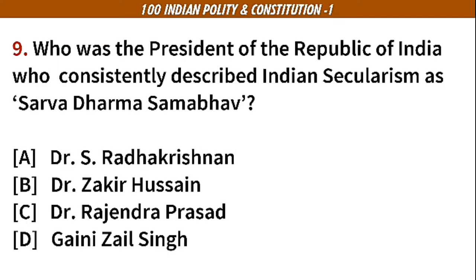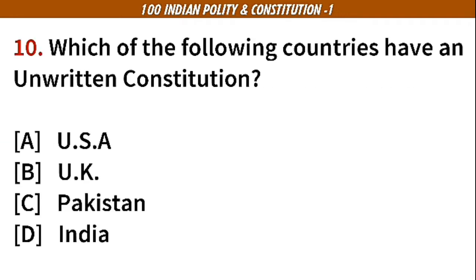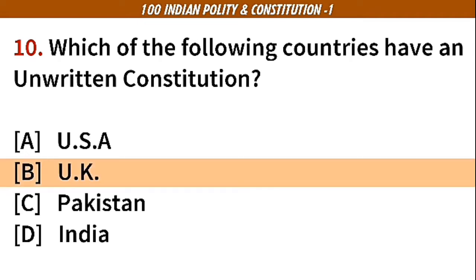Who was the President of the Republic of India who constitutionally described Indian secularism as Sarva Dharma Sambhav? Answer A. Dr. S. Radhakrishnan. Which of the following countries have an unwritten constitution? Answer B. UK, United Kingdom.